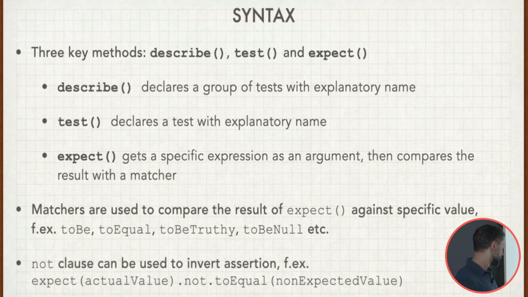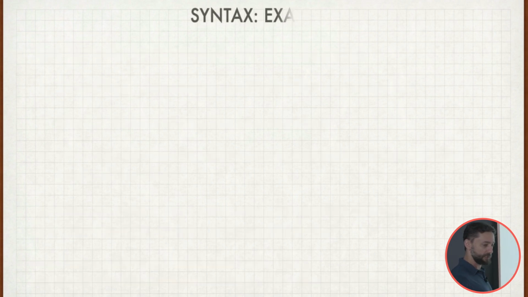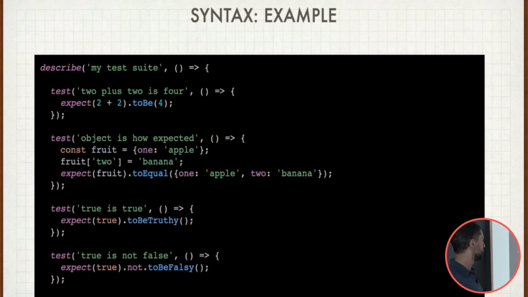And you can also invert your expectation. So if you want, for instance, to check if a value is not equal to something, then you would do dot not dot to equal. Okay. All right, so let's look at an example. Now things will become much more obvious.